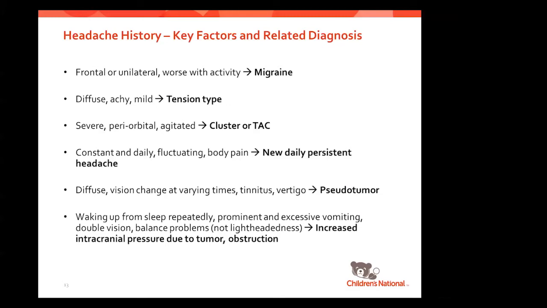If we hear about somebody with headaches that are diffuse with vision changes at varying times, tinnitus and vertigo, this is the history of pseudotumor. And finally, if you hear about headaches waking a child up from sleep repeatedly, they have prominent and excessive vomiting, double vision, or balance problems, not lightheadedness, but truly ataxia balance problems, worry about increased intracranial pressure. It might be due to tumor or obstruction, but these are all worrisome.